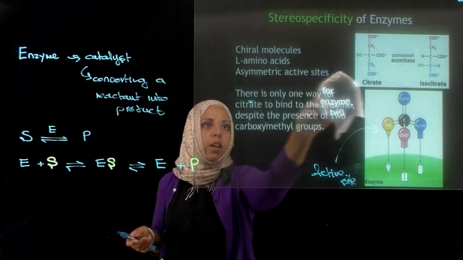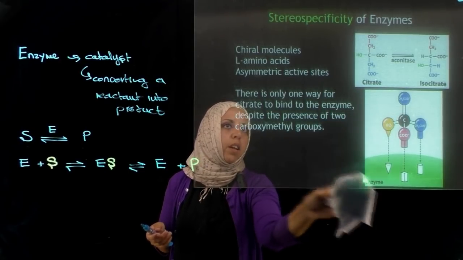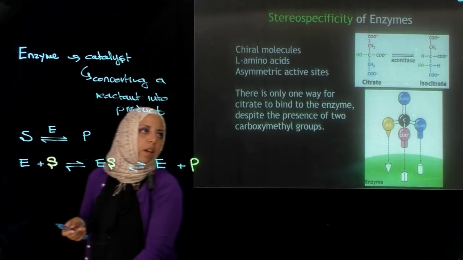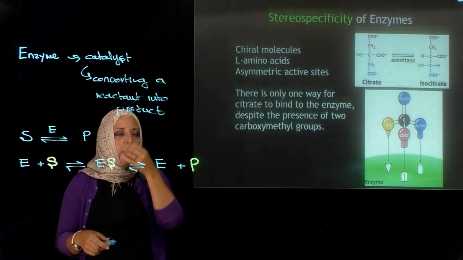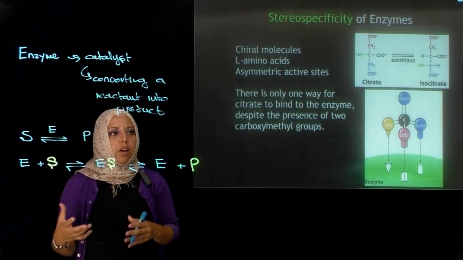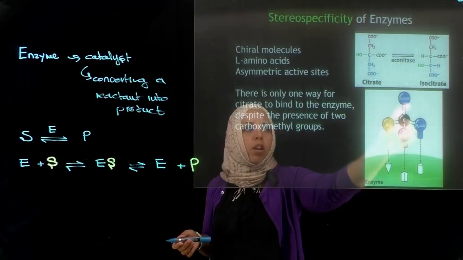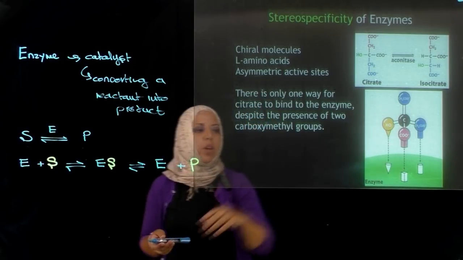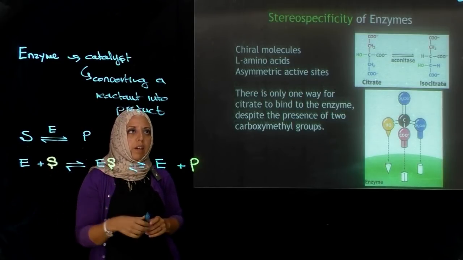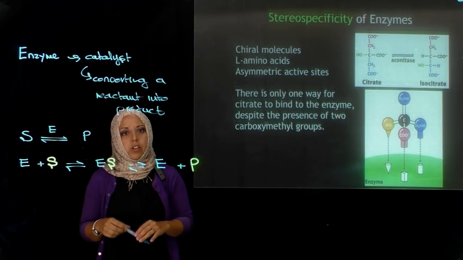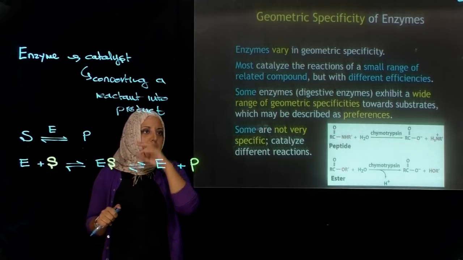All right, and we know that amino acids found in all proteins are really L amino acids, right? And if you think about citrate versus isocitrate reacting with the active site of the enzyme, there's only one way for it to bind to the enzyme. Although it has 2 carboxylic acid groups, there's only one specific way the actual substrate can interact with the enzyme. So it's highly specific, right? And that's what we refer to as stereospecificity. All right, so what about geometric specificity?